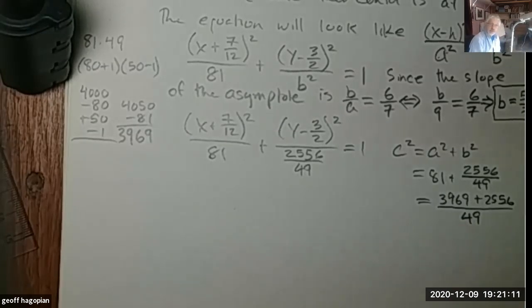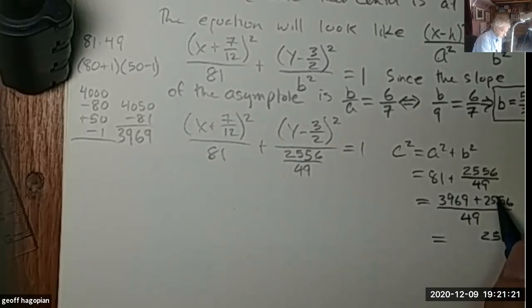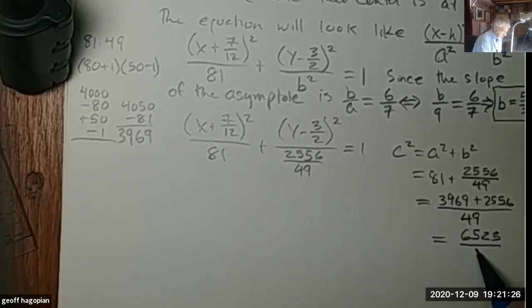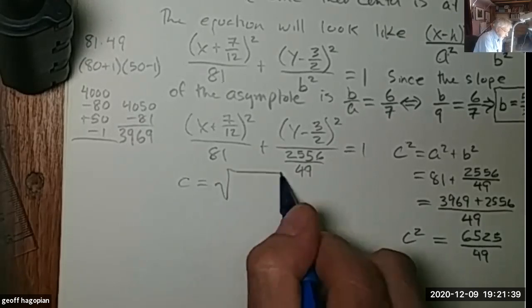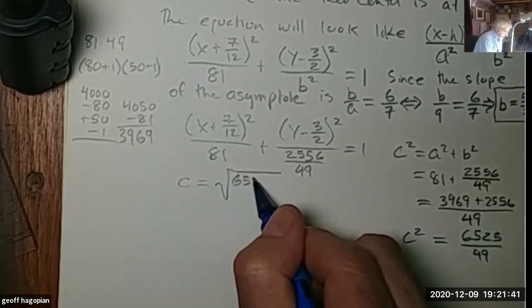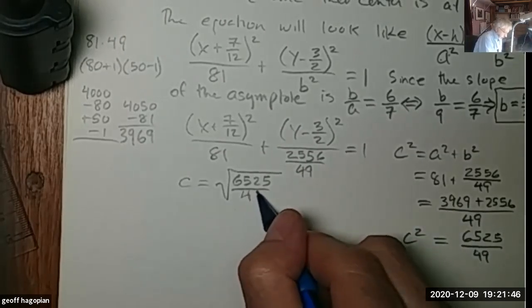And presumably I did that right, so that we can combine these and get 6525 over 49. So that's C squared, right? And so C will be the square root of that, which I think will simplify a little bit. Let's go over here and say C is the square root of 6525.